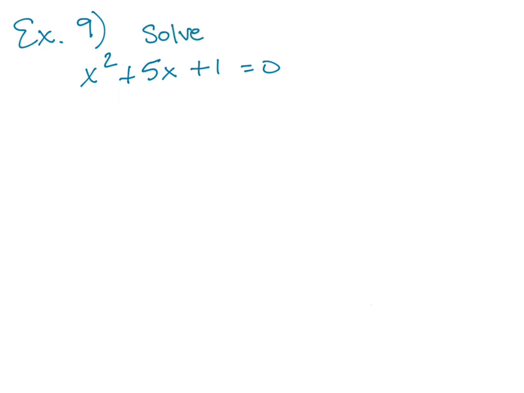All right. So here comes example 9. Promise we're going to finish this section. It says x squared plus 5x plus 1 is equal to 0. And our instructions are solve. Solve for x. Okay. It's already in standard form. It cannot be factored. There are no factors of 1 that make 5.